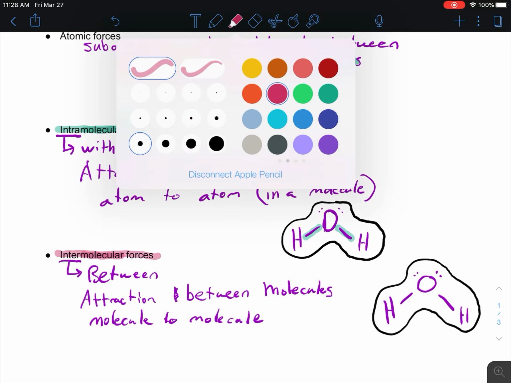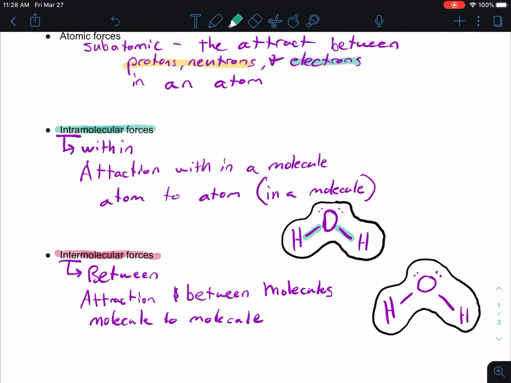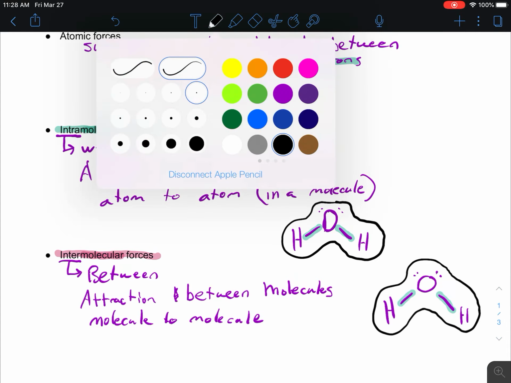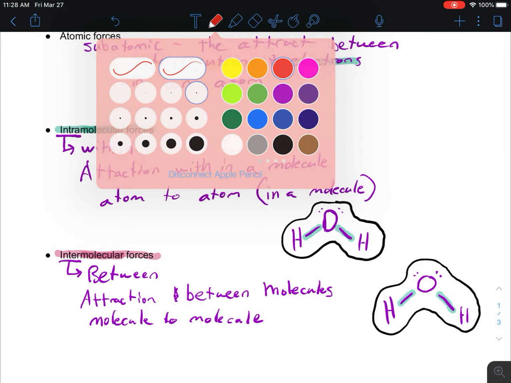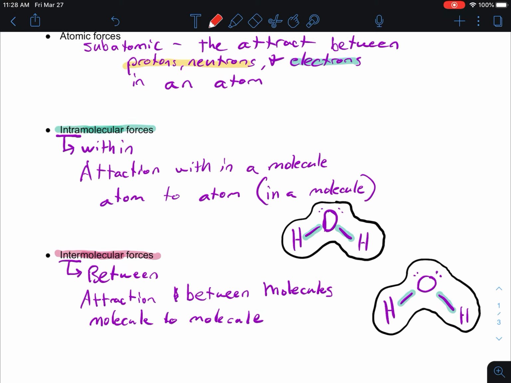We'll highlight, again, the intramolecular forces. Those, again, are the solid lines between atoms within this H2O molecule. But now let's add the intermolecular forces. So now we're down here, the forces between.